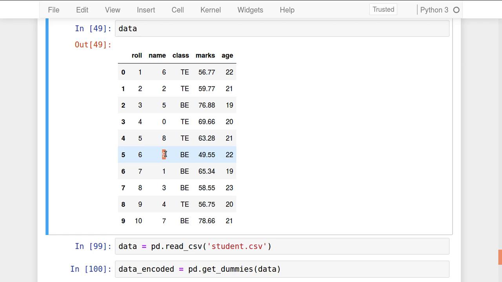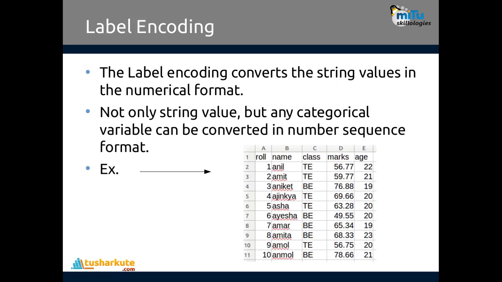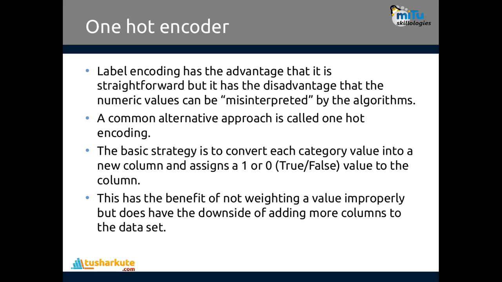So what we will do, we'll apply the second method called one-hot encoding. See, label encoding has the advantage that it is straightforward, but it has the disadvantage that numeric values can be misinterpreted by the algorithm. What's the meaning of 0? What's the meaning of 8? What's the meaning of 5? Numerically these values are less or more, but is there any difference between Ajinkya and Anmol? No, actually, Asha or Ayesha, no differences are there. So misinterpretation of weightage can happen. That's why label encoding is not much preferred.